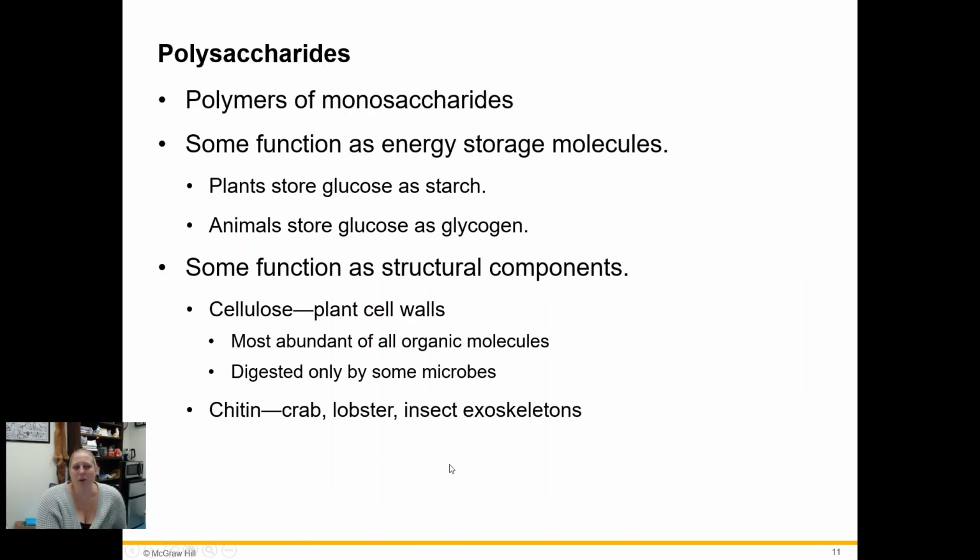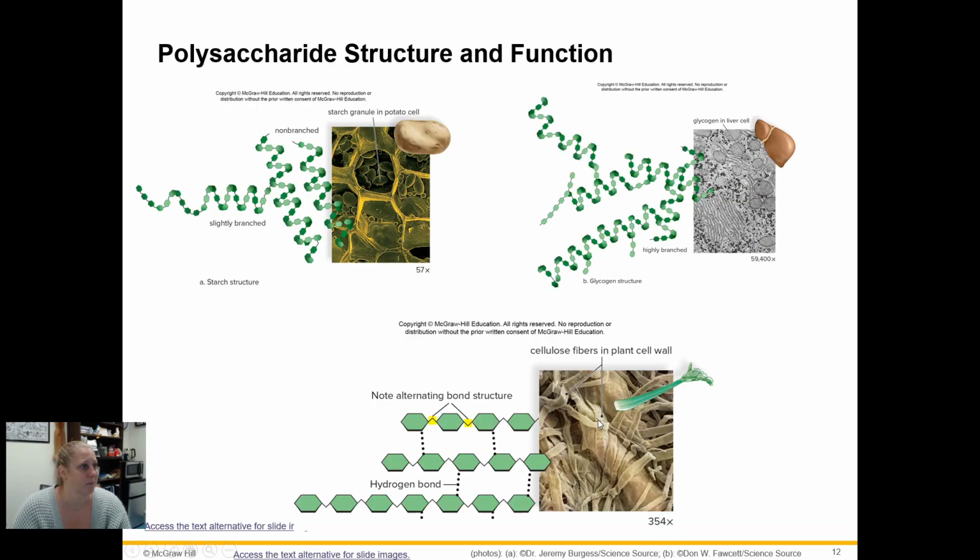And again, we know that chitin in the crabs and lobsters and insects isn't broken down by water, because that would be weird, right? They have an additional layer of lipids over them, which is why they don't break down in water. We're going to talk about lipids next.